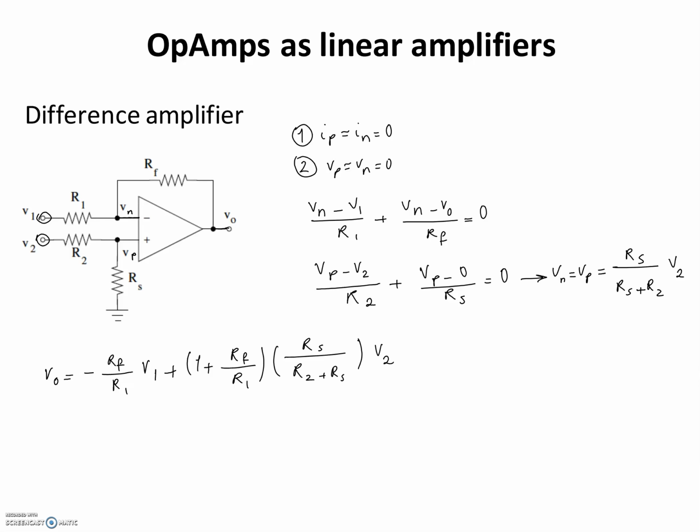Okay, now if Rs divided by R2 is equal to Rf divided by R1, in that case Vout is going to be simplified to Rf over R1 multiplied by (V2 minus V1). So this op-amp circuit amplifies the difference between V2 and V1.